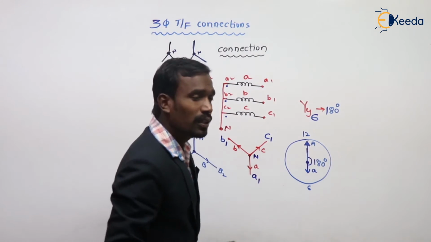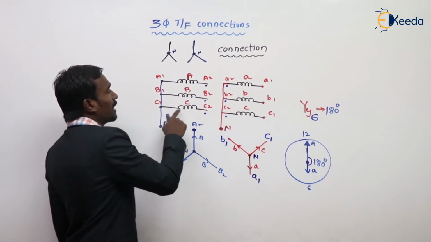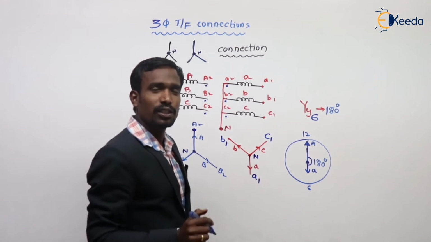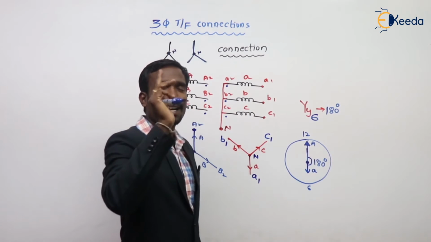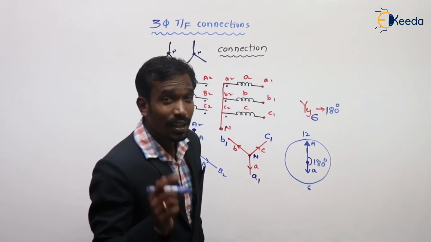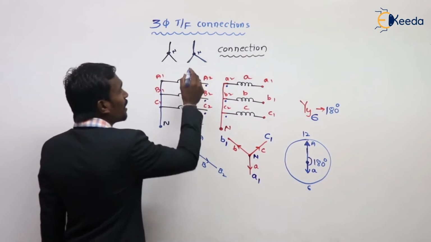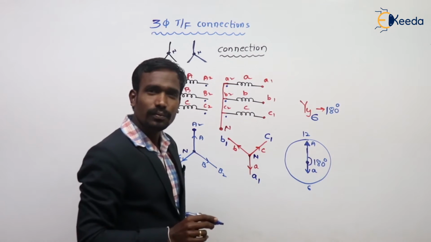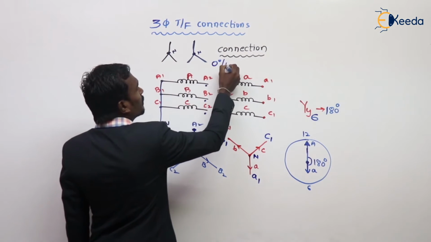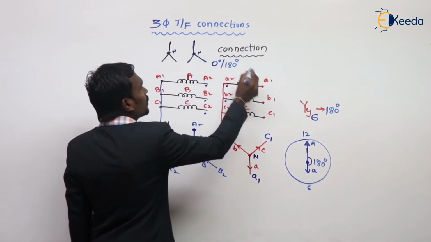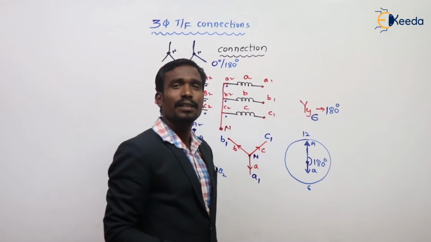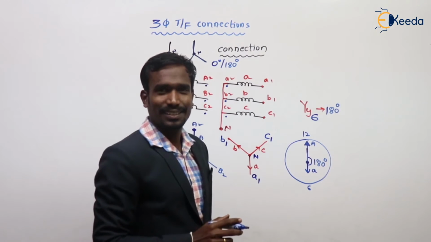Again, you may have a doubt. Sir, if we change the connection diagram of star, you get two configurations. In one it is 0 degrees and in the other it is 180 degrees. Nothing but in star-star also, the phase shift between primary and secondary is either 0 degrees or 180 degrees.